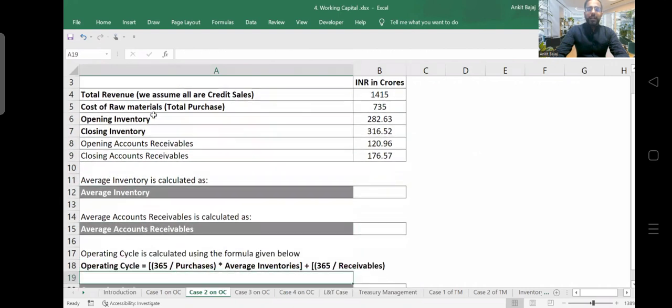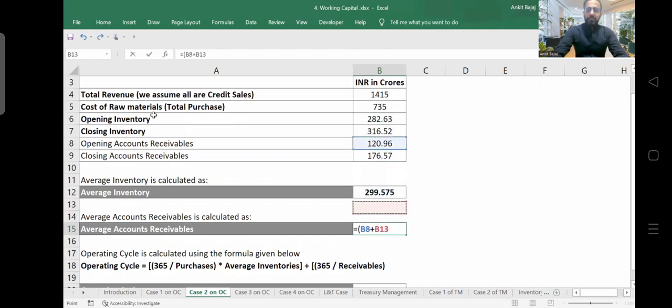Now, is it possible for you to calculate average inventory? First of all, we will calculate the average inventory. So opening inventory plus closing inventory, close the bracket, divided by 2. That is your average inventory. Then average account receivable: opening receivable plus closing receivable, close the bracket, divide by 2. That is 148. Now here we have to calculate the operating cycle. For the operating cycle, we require some data. We will be requiring inventory days and debtor days.